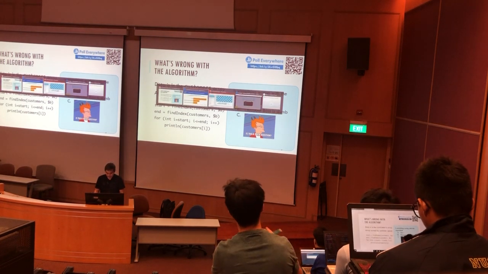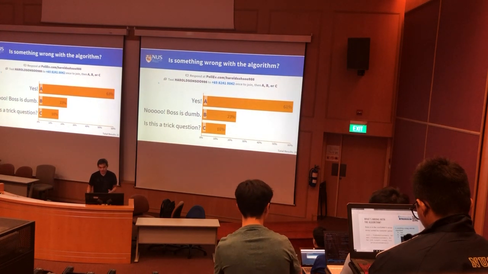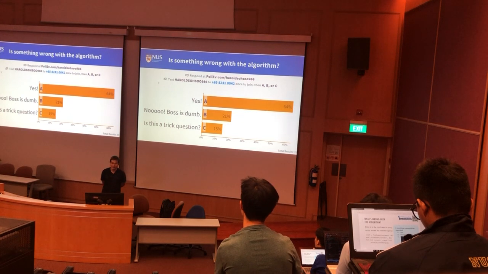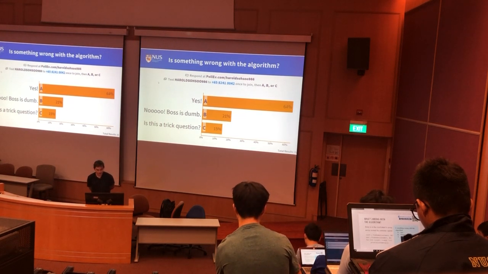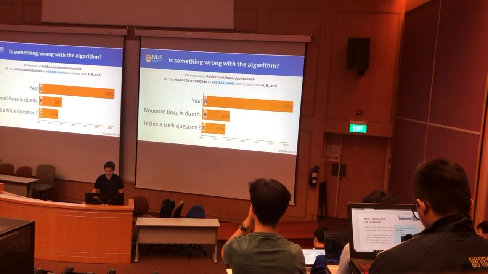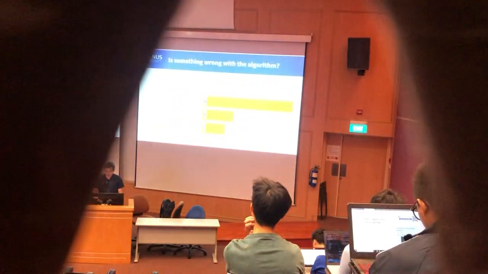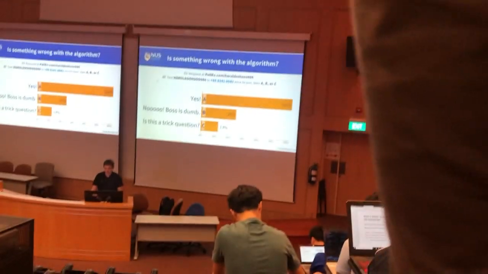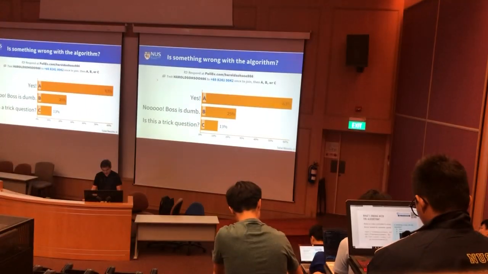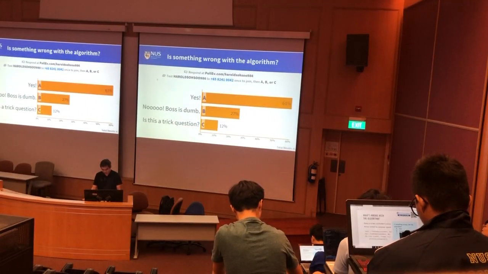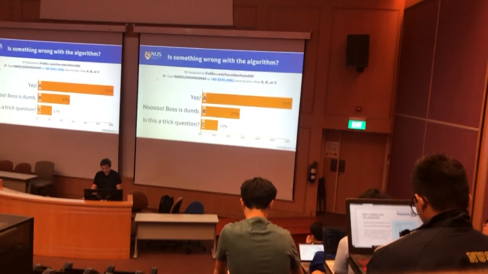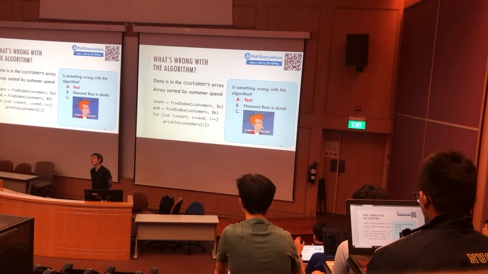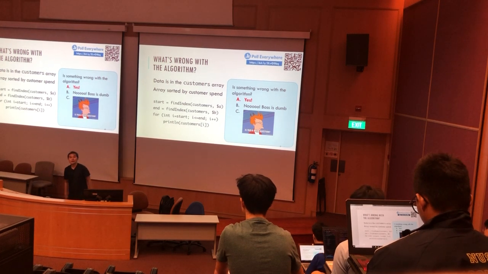So let's have a look. Lots of people are saying yes, there's something wrong. A few people are saying no, the boss is dumb. And some people think it's a trick question. Alright, let's have a look. 61% of you got it right. There's something wrong. So can anyone tell me what's wrong?